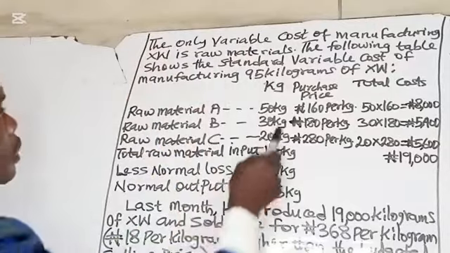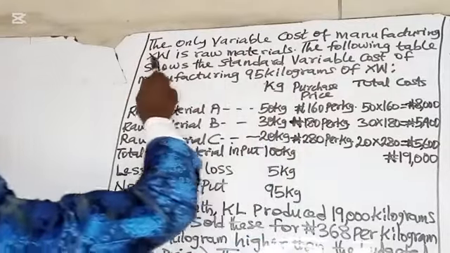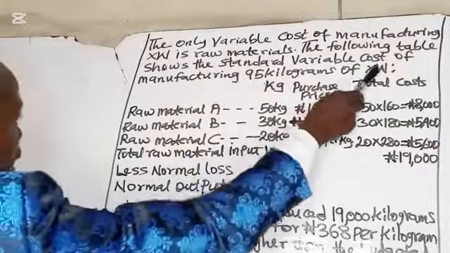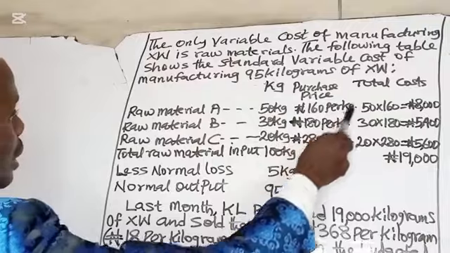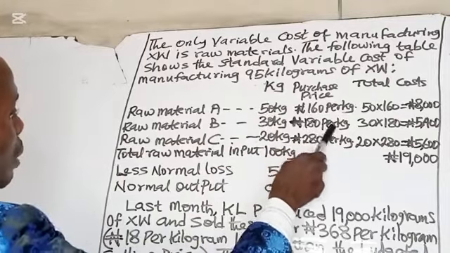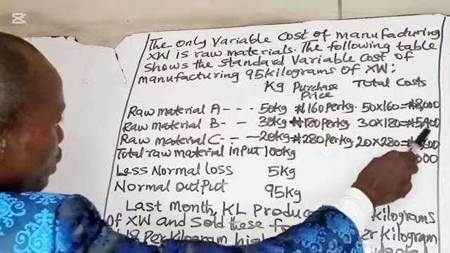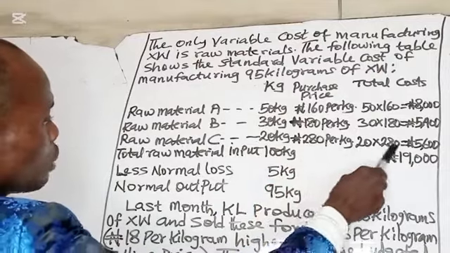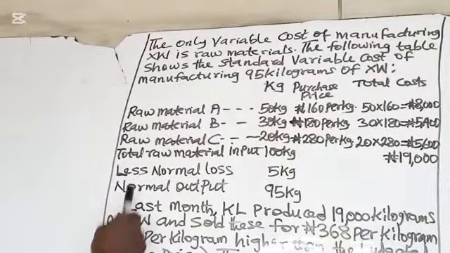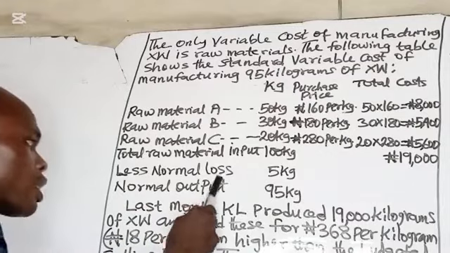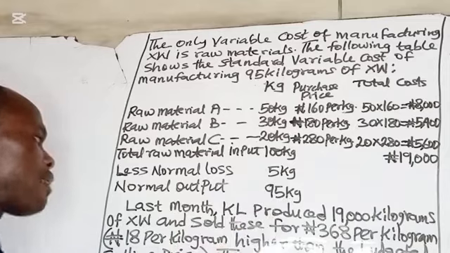The only variable cost of manufacturing XW is raw materials. The following table shows the standard variable cost of manufacturing 95 kilograms of XW. We have the kilograms, purchase price, and total cost. Raw material A, 50 kg at 160 naira per kg, 50 by 160, that amounted to 8,000 naira. Raw material B, 30 kilograms at 180 naira per kilogram, 30 times 180, that is 5,400. Raw material C, 20 kilograms at 280 naira per kilogram, 20 by 280, that amounted to 5,600. We have total raw materials input, 100 kilograms. Total amount is 19,000 naira. Less normal loss, 5 kg. Normal output, 95 kg.